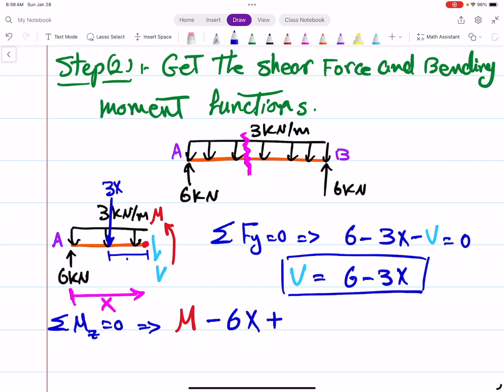So this distance should be x over 2. Okay, so 3x times x over 2. And this is positive because it is counterclockwise. Okay, this equals 0. That means M is equal to 6x minus 3 over 2 x squared.